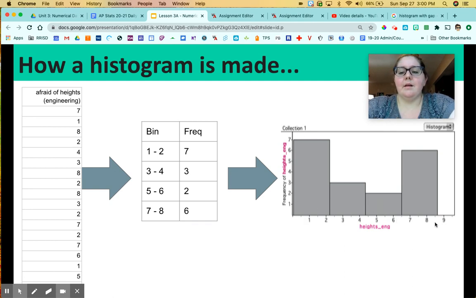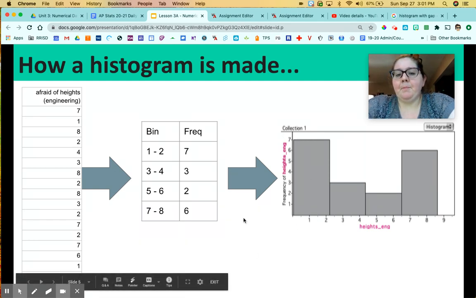The x-axis is numbers, like I said before. So I can see the span of numbers that each bar is representing, and then I have the height of the bar representing the frequency, like how many numbers or how many people are in that category.